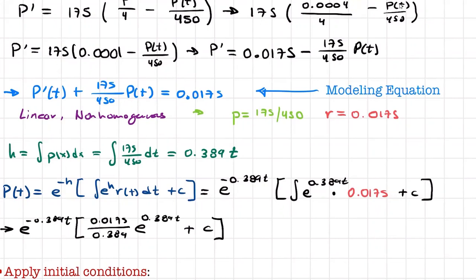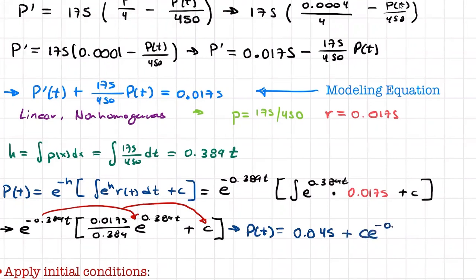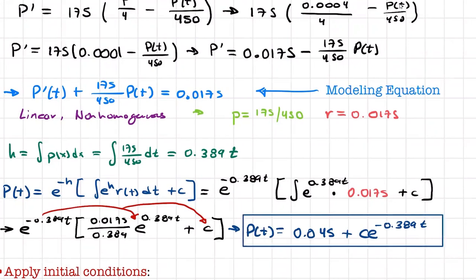And once we multiply this times this and times this one, we get that our P of T, our equation to model the pollution at any given moment in time, once we simplify, will be 0.045, which comes from dividing 0.0175 over 0.389, plus C e to the negative 0.389 T. And this is our general solution, our modeling solution for this one.